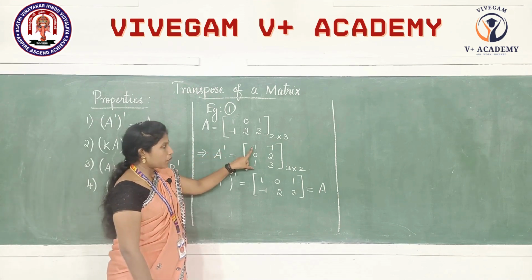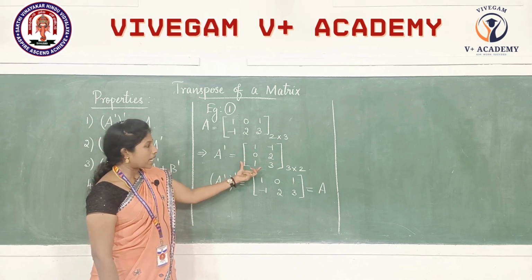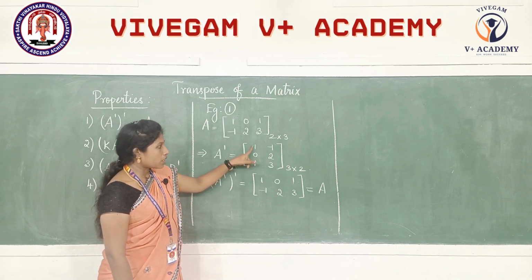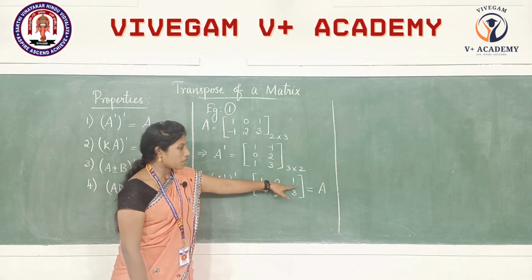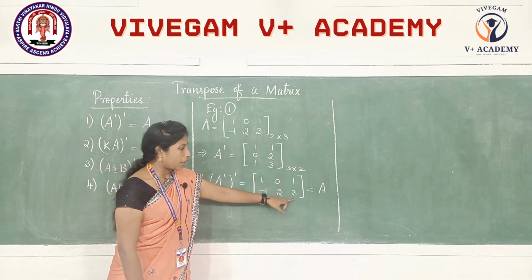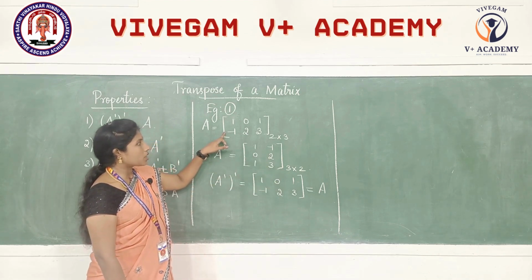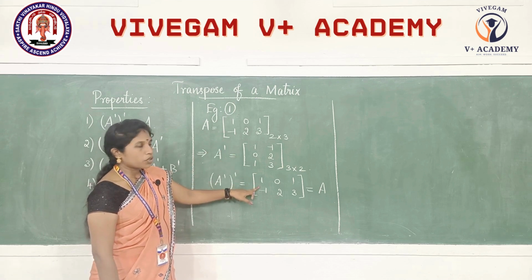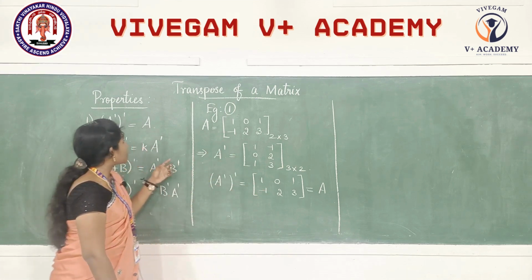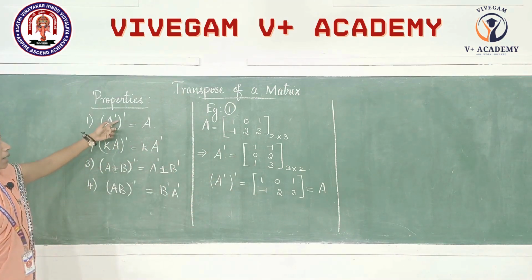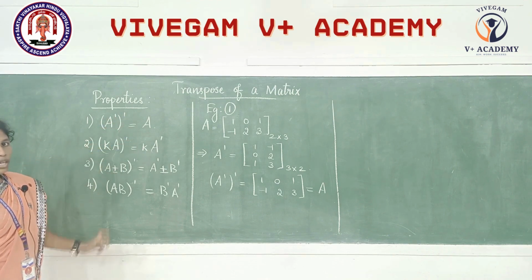So again we have to interchange the rows and columns of the transpose A. So the first column I am going to write as the first row, second column as the second row. Now compare this matrix with your A matrix. It is similar to your A matrix. That is the first property we have seen: A double transpose is equal to A.